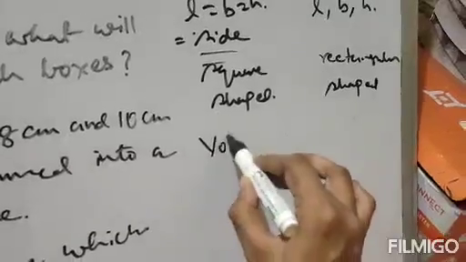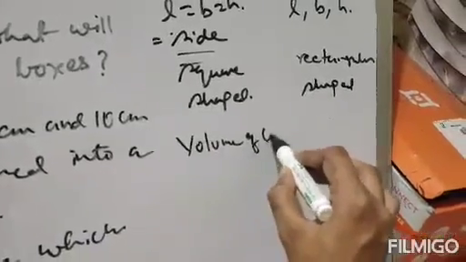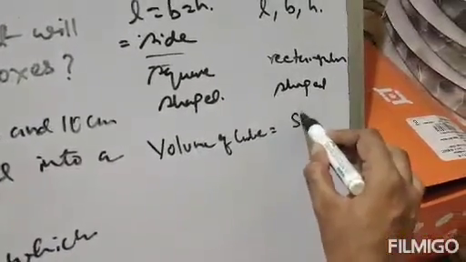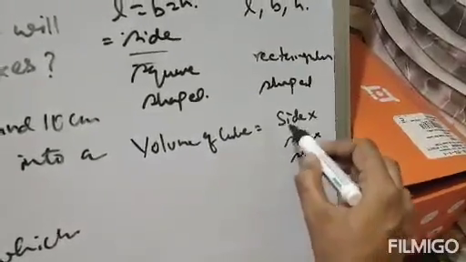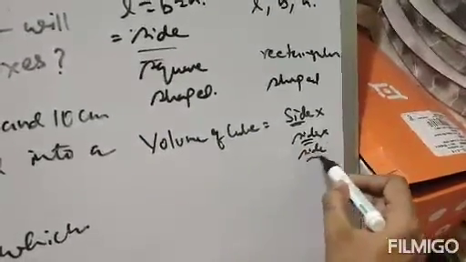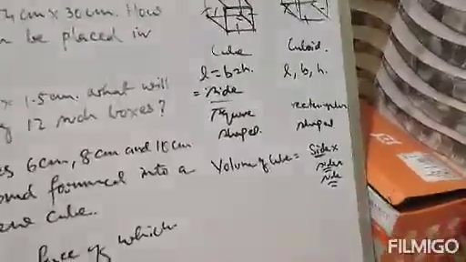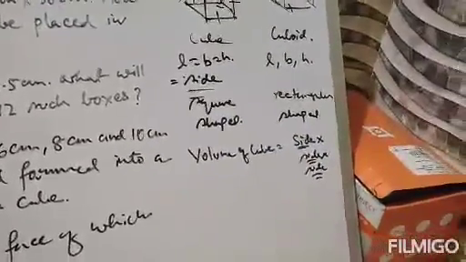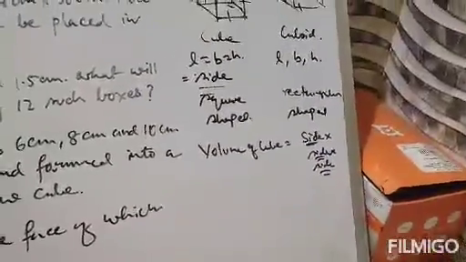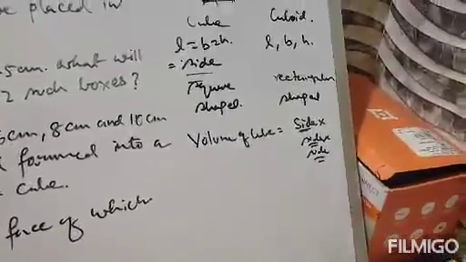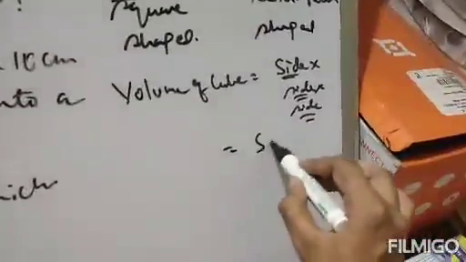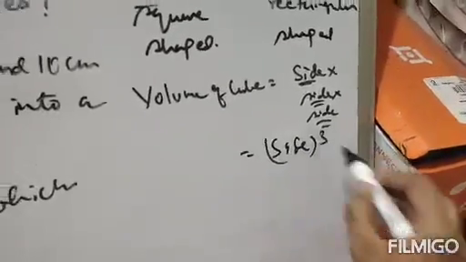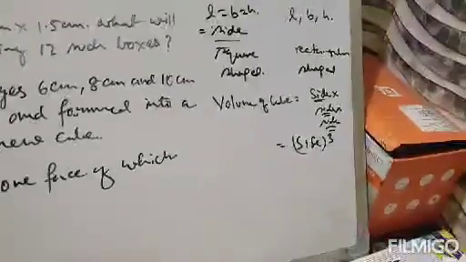If we find the volume of cube, it means side into side into side. This one is for length, this one is for breadth, this one is for height. But in cube, length, breadth and height all are same. That means we will replace length, breadth and height with side. So its volume will be side to the power 3. That is the volume of a cube.